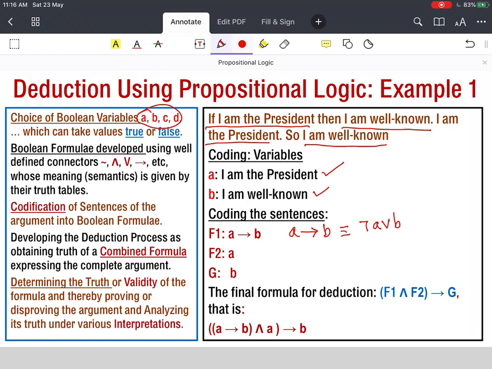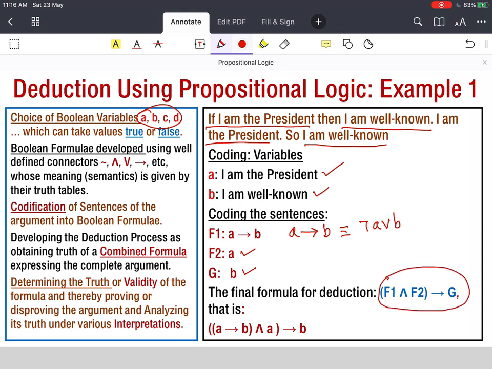So there is a truth of A implies B when A is true and B is true. There is also a truth of A implies B when A is false, which is true vacuously. The second sentence says I am the president, so we encode it as A, I am the president. And my conclusion says so I am well known. So we encode it as B, which is I am well known.